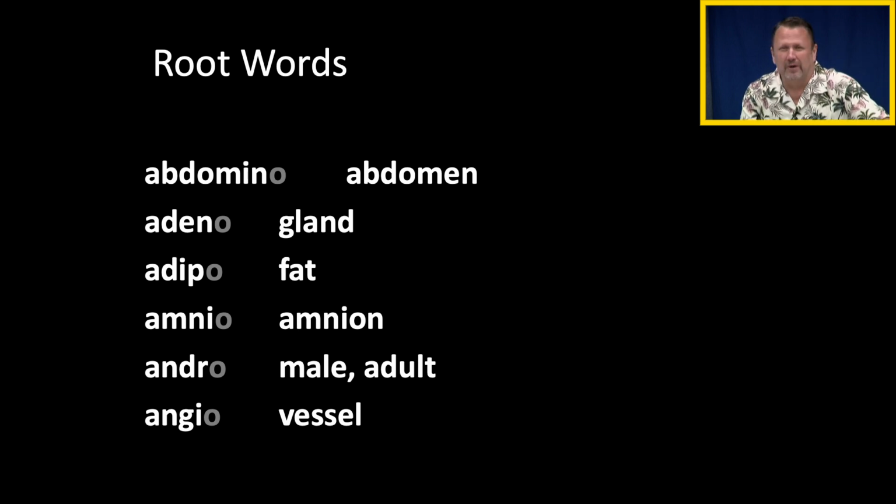When we come across the word abdomen or abdomino, they're referring to the abdomen. Adeno refers to glands, and so we'll hear about adenomas, adenocarcinomas. Adenocarcinomas are cancers that will begin in certain types of glands. Adipo has to do with fat, so adipose tissue refers to cells where we store fat.